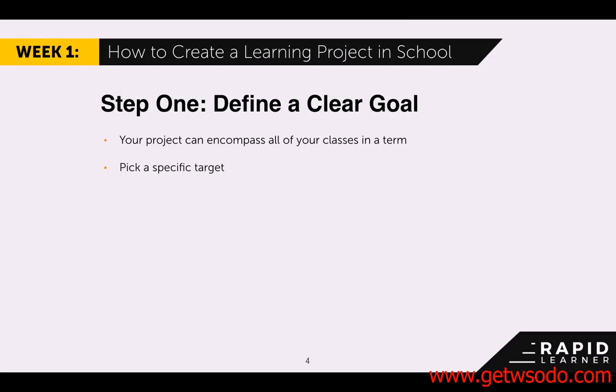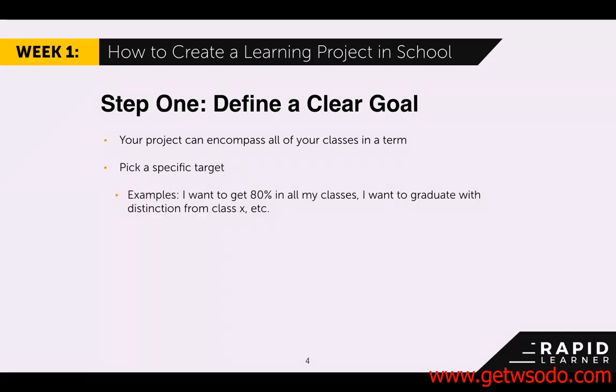Next, you should pick a specific target. So a good example of this is I want to get 80% in all my classes. I want to graduate with distinction from a particular class. I want to be able to do something after the end of the class if you are not taking a class merely to get a grade or to get credit. If you're taking Spanish, you might say, well, after this class, I want to be able to have a 15-minute conversation in Spanish. These are all really good specific goals for setting your target.